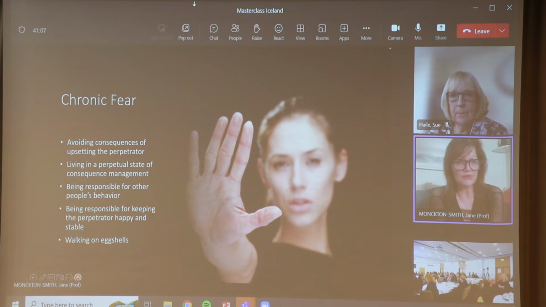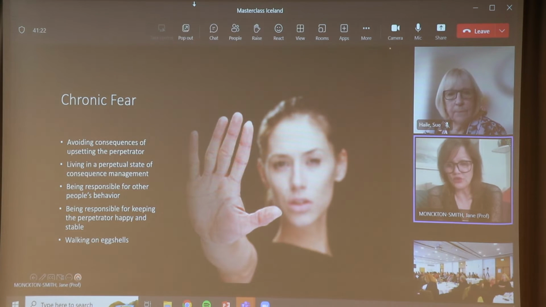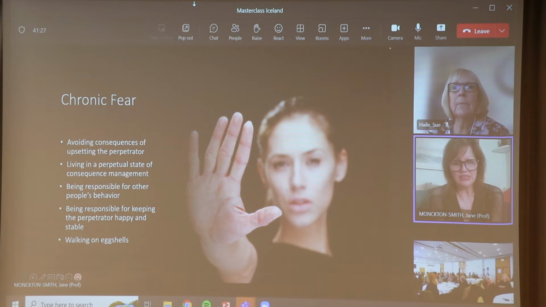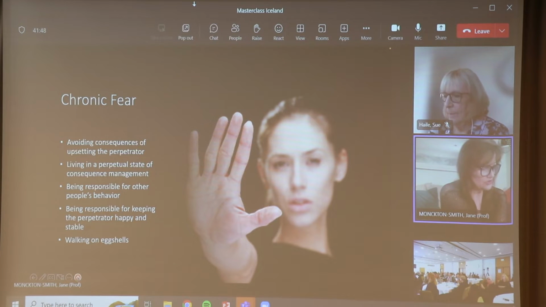It's built up through experience of that perpetrator, what they're capable of, what they're likely to do, what consequences you are trying to avoid. In this country, we call that kind of walking on eggshells around somebody. So your victims are living in this perpetual state of trying to manage the consequences, trying to manage this person's mood swings, trying to keep them happy and stable. So their behavior may look really strange to us.